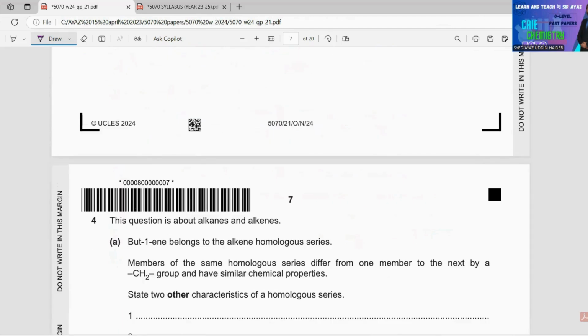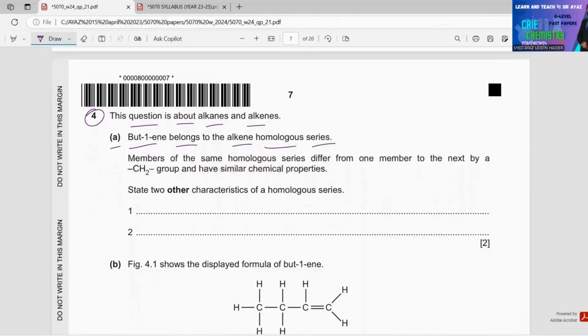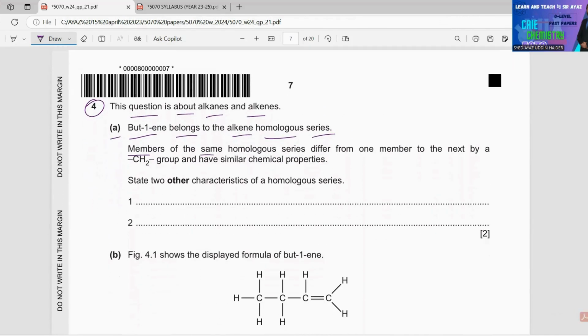Moving to the next question, which is question number 4. This question is about alkanes and alkenes. A, but-1-ene belongs to the alkene homologous series. Members of the same homologous series differ from one member to the next by a CH2 group and have similar chemical properties. State two other characteristics of a homologous series. You have to state any two other characteristics. So you can write any two from these.